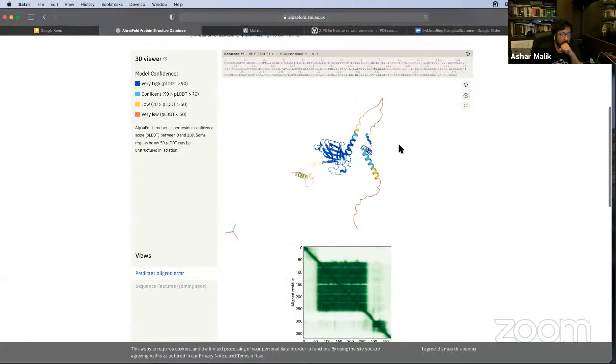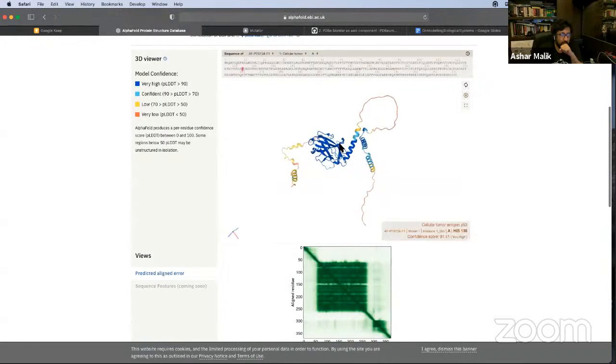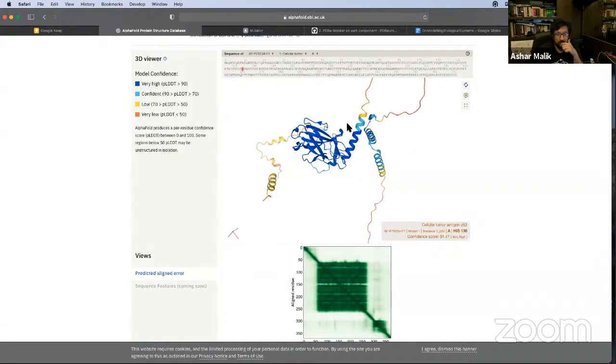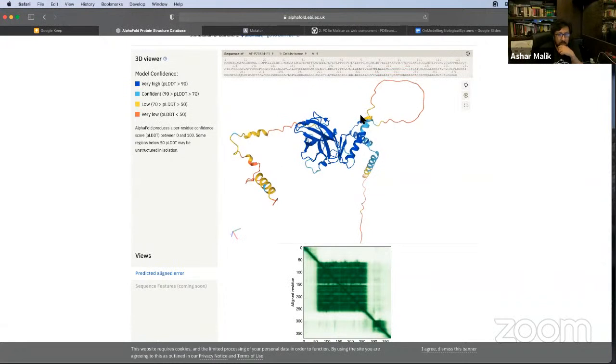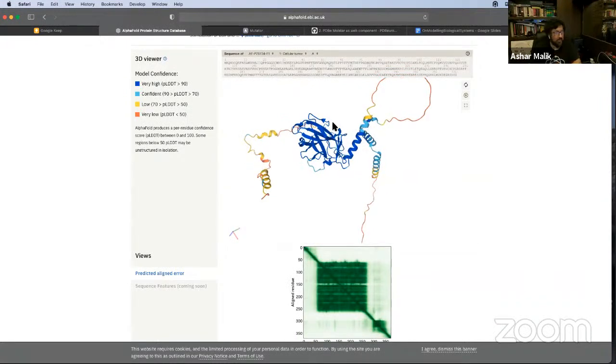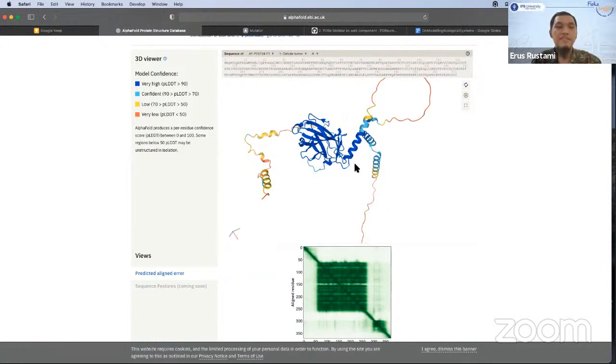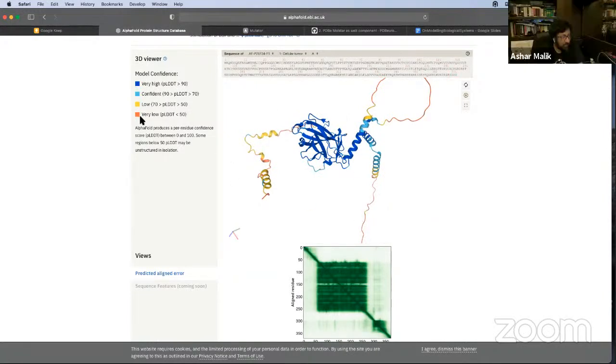This is a P53 structure, of the protein P53. When AlphaFold gives a prediction, there is a color code associated with how confident you are with each stretch of the output. In this case, when you see orange and when you see yellow, you have low and very low confidence. And this central core part is blue.